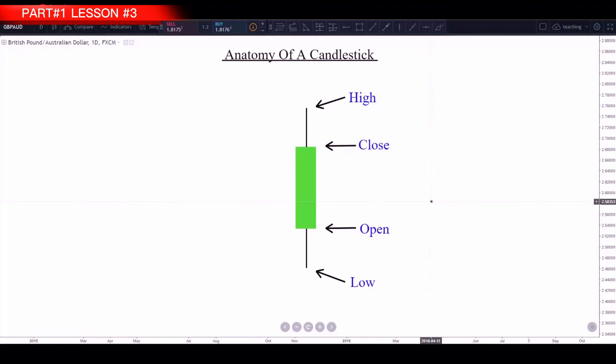So if you are in any way having trouble understanding what these candlesticks represent or how to read them, then I would suggest watching this entire video. Let's go ahead and dive into it now.